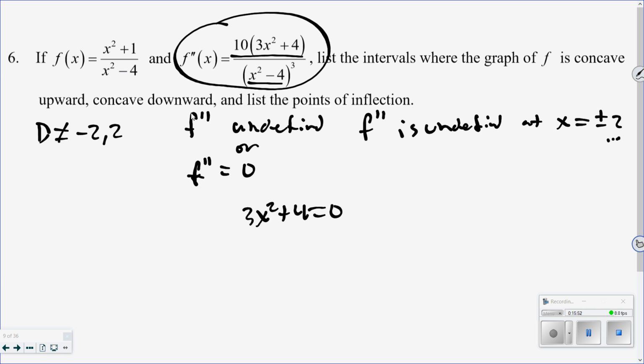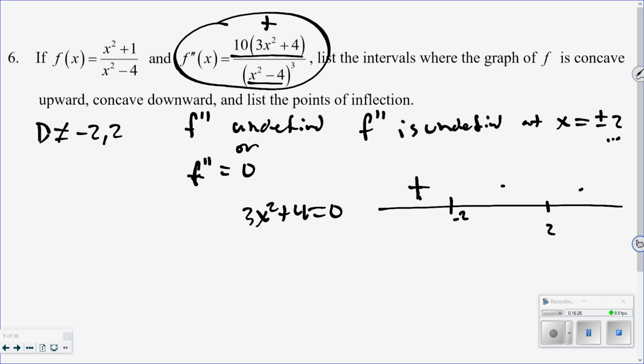But we're still going to put them on a number line. I'm still going to put negative 2 there and 2 there. I'll slide this over a little bit. We have negative 2 and 2, and I'm still going to test them, so let's pick some numbers on either side. I'll try negative 3. Negative 3 squared is 9, times 3 is 27, so the top is positive there. On the bottom, negative 3 squared is 9, minus 4 is 5, and 5 cubed is positive. So I get a positive over a positive, which is positive.